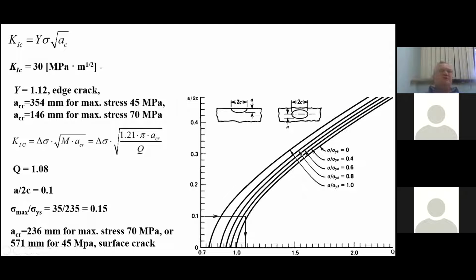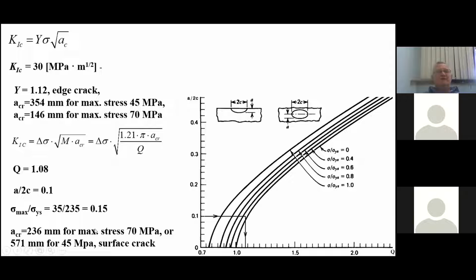So, a very simple calculation about critical crack lengths was done once for the edge crack, a simple edge crack in 2D in a cross section, sorry, and in the other case for the surface crack inside 3D, the internal crack. So we found out that critical crack length is 354 for the regular regime and 146 millimeters for the irregular one. That was the case for the edge crack.